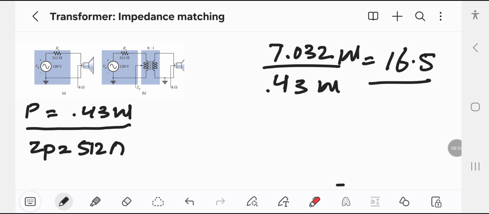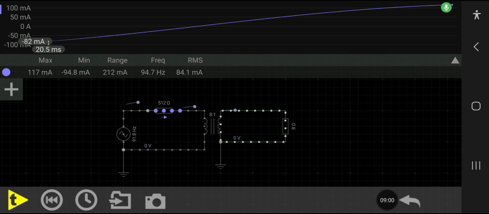Now let's see the simulation of this circuit. If we look at the simulation, we get a current of 117 milliampere. So here the transformer is used for impedance matching and to increase the maximum power delivered to the load.